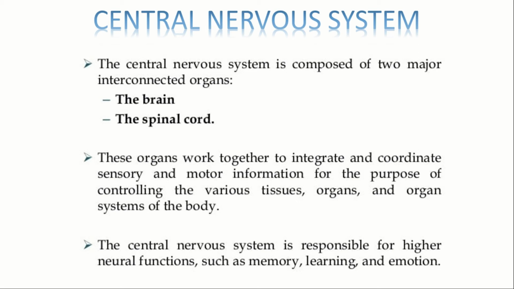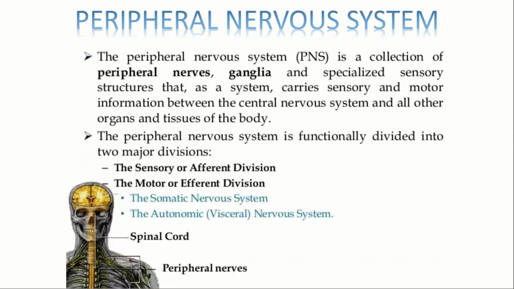The central nervous system, in short CNS, is responsible for higher neural functions such as memory, learning, emotion. Everything is controlled by the central nervous system. Next, coming to the peripheral nervous system.